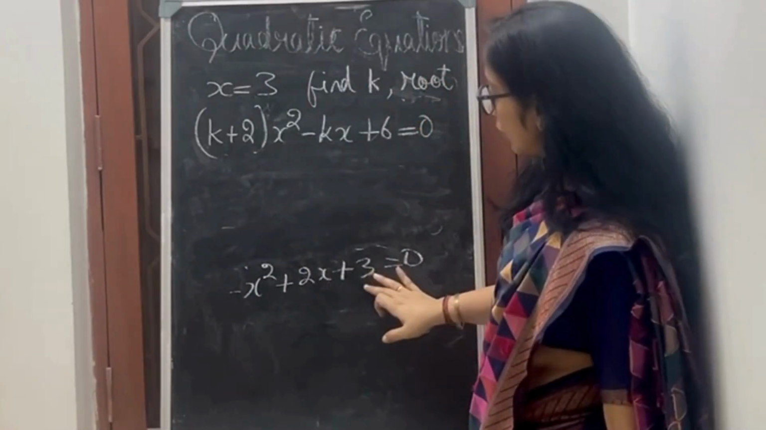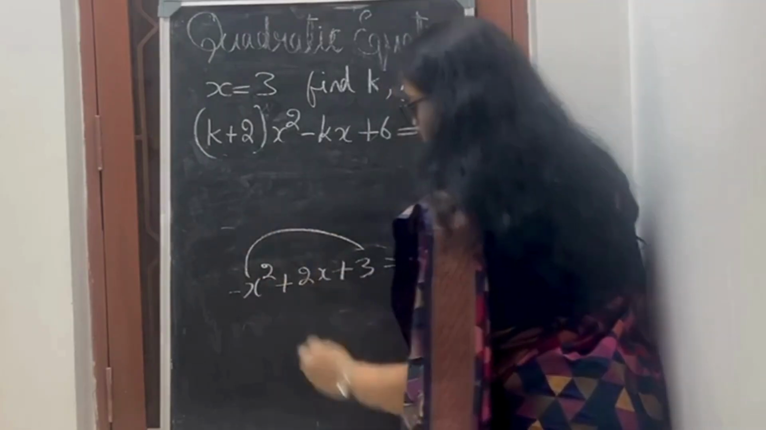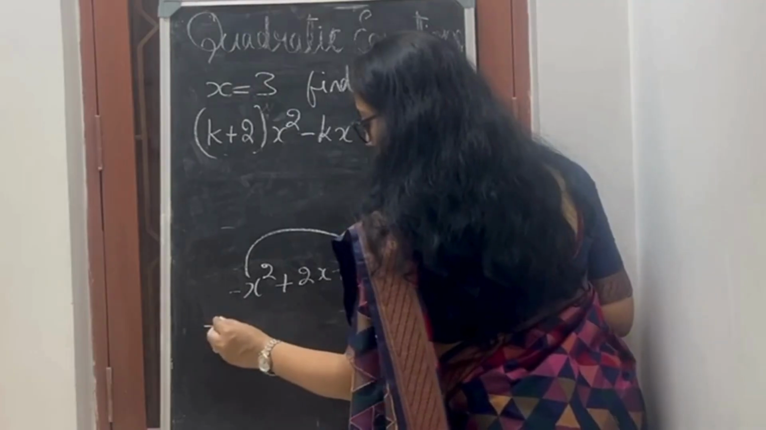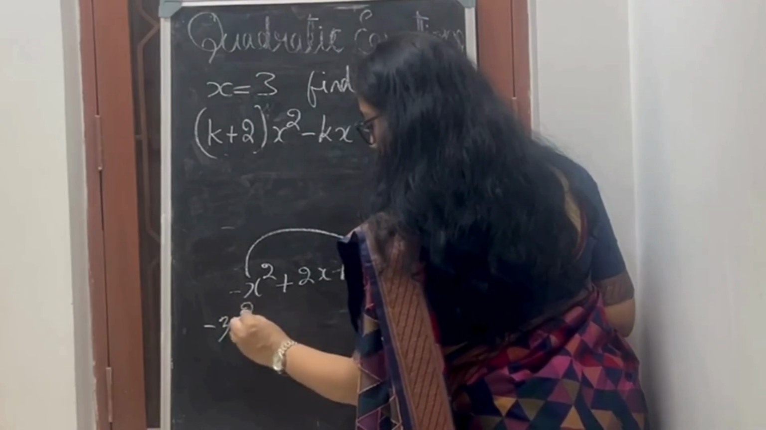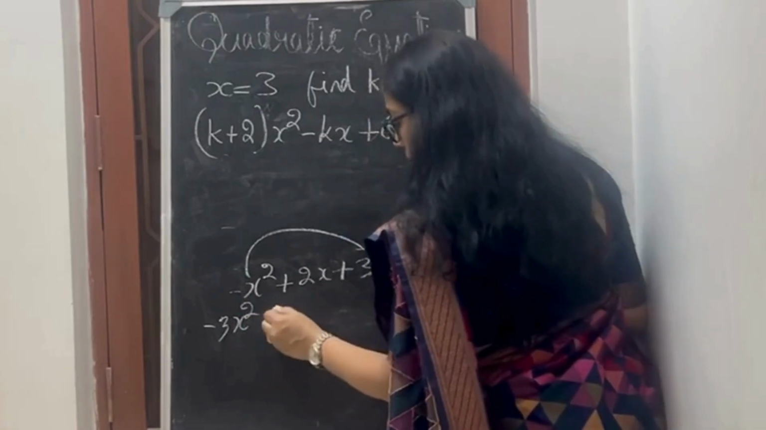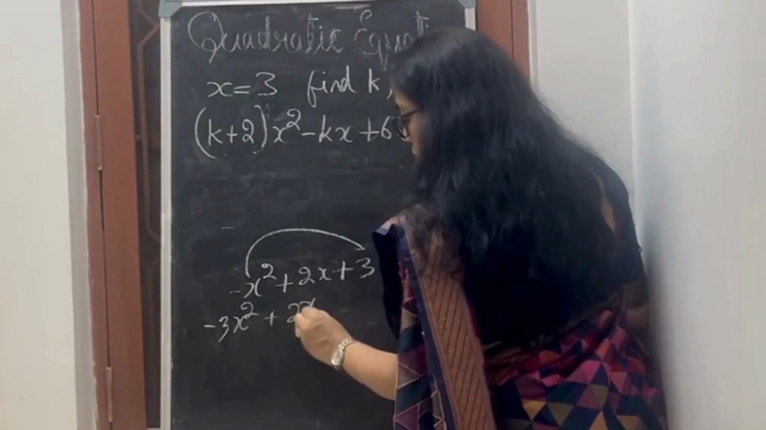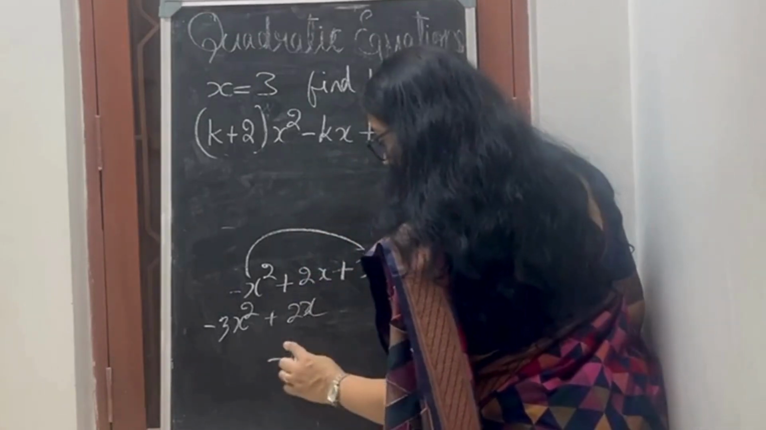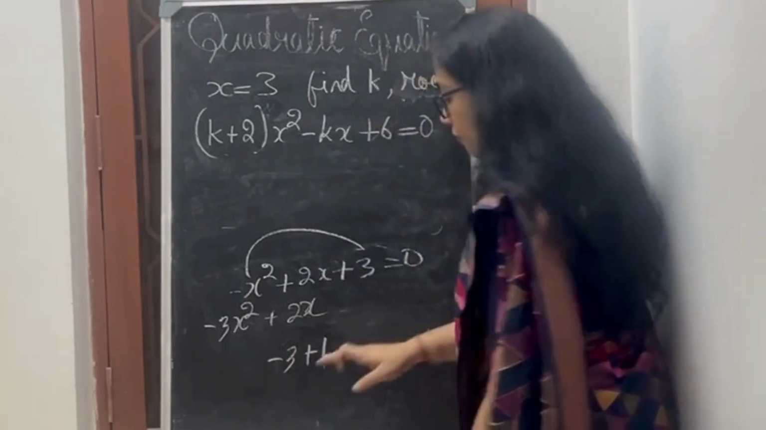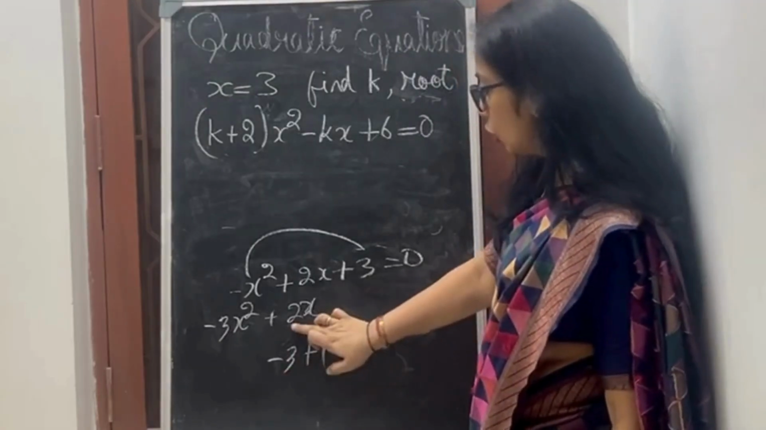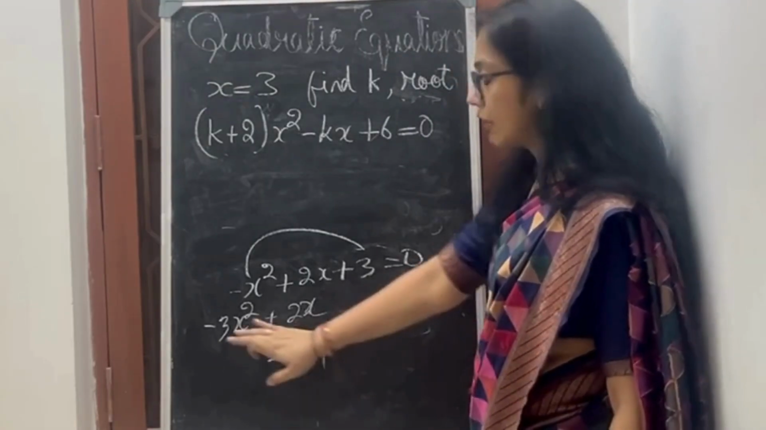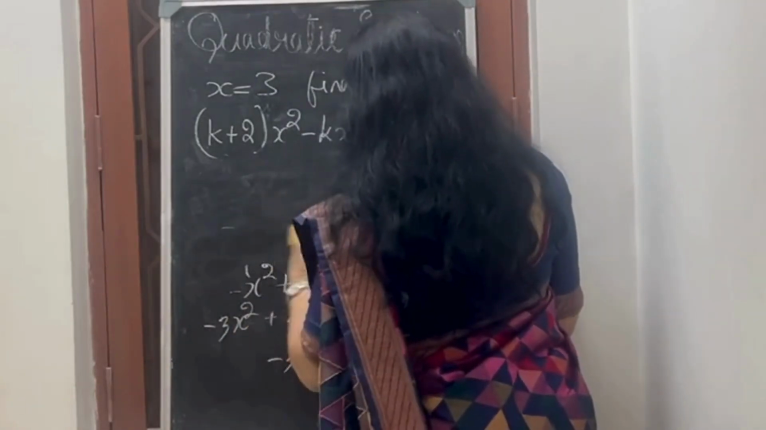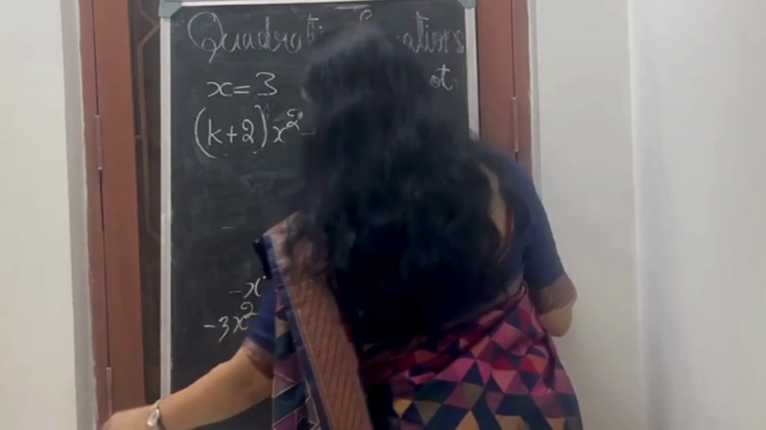Now what should I do? Now 3 into x square should give me, so when I multiply the two numbers, I should get minus 3x square. And when I add the numbers, I should get 2x. So which two numbers, when I add, give this? Minus 3 plus 1. If I do minus 3 plus 1, I get 2. And minus 3 into 1 will give me minus 3. So my factorization will be, this is how you have to understand the sums and do it.